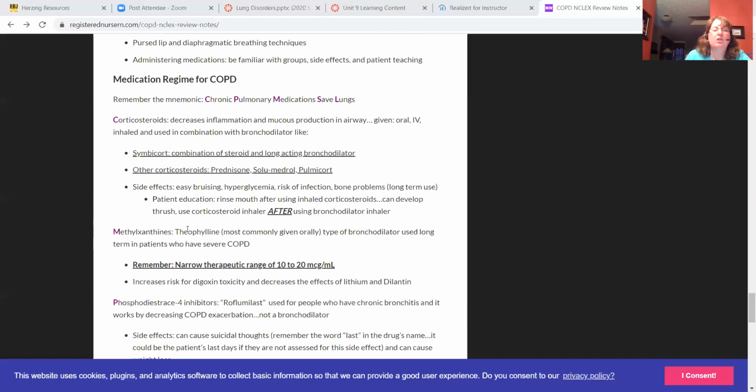There's also something called methylxanthines. This is where that theophylline comes into play that we talked about with asthma. Same thing here.